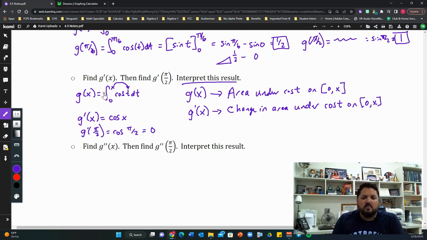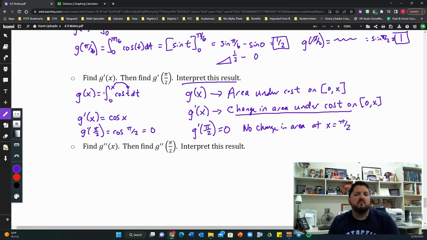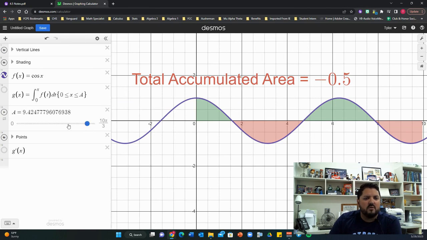So when I try to interpret the result that g prime of pi over 2 is equal to 0, well, in this context, that actually means that there is no change in area at x equals pi over 2. So when I have reached the value of pi over 2, that means for a split moment in time, that one value, we have stopped changing, which usually indicates that there's a potential for a change in direction. So let's go back to this graph again, and let's revisit pi over 2.